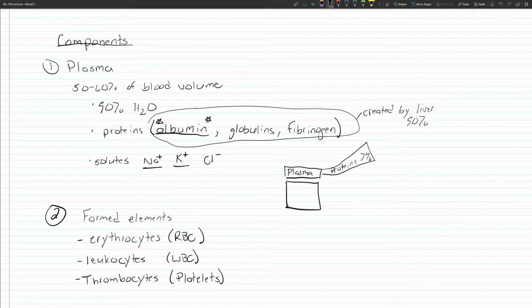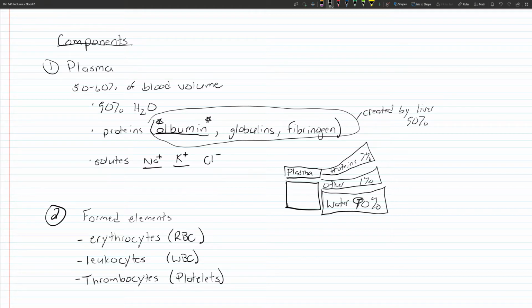7% run there. Other solutes, we'll just call that 1%. Okay, and then the rest of this here, this is all water. That's about 90%-ish. They're not exact, doesn't have to be exact.